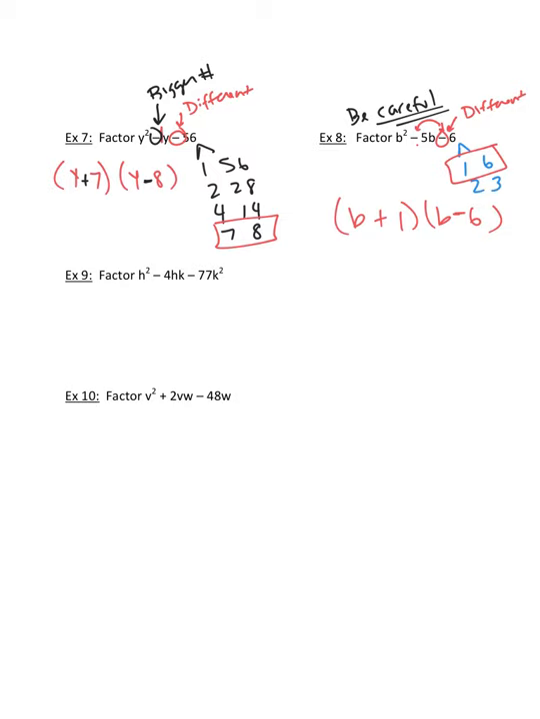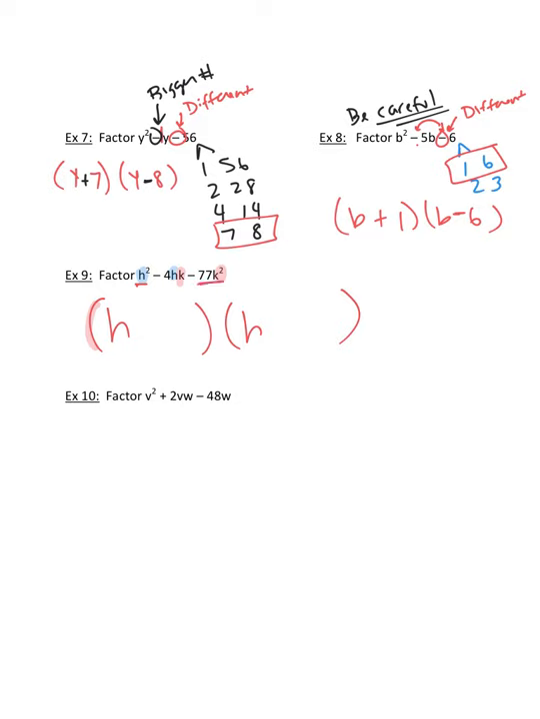And the last example here is where you're going to have 2 variables in the expression. So you're going to notice that you have 1 variable squared, and then you have a different variable squared at the end, and in the middle you have 1 of each. So you have an h and you have a k. So that tells you that when you set up your binomials, you're going to set up the same way. h times h gives you the h squared.